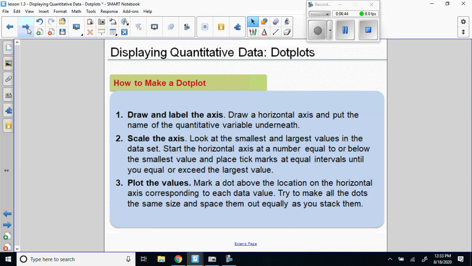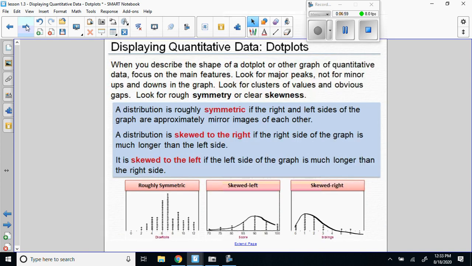What does it tell you? Scale and axis, tick marks, plots of the values. Try to make the dots the same size. That's key. Uniform. And label your axes. Okay, so this is what we're talking about.